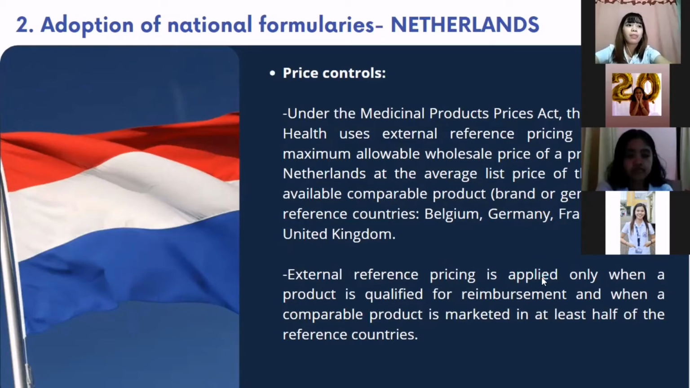Dutch drug prices are broadly controlled by the Medicinal Products Prices Act, the preference policy, and voluntary contractual agreements between insurers and suppliers. External reference pricing is applied only when a product is qualified for reimbursement and when a comparable product is marketed in at least half of the reference countries. Note that the Medicinal Products Prices Act applies to both outpatient and inpatient medicines, but not over-the-counter drugs.